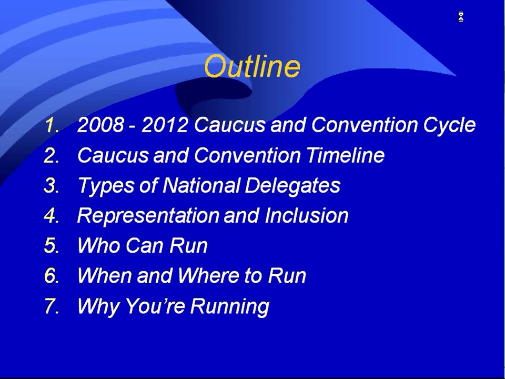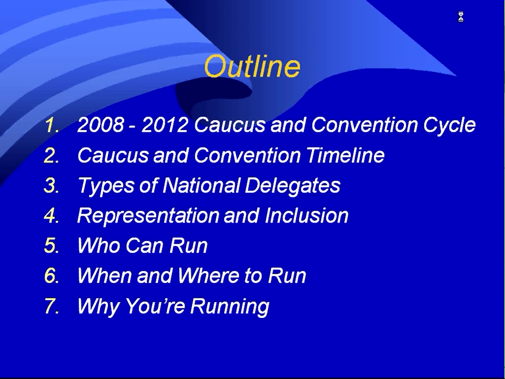Something you might not know is that there are actually several different types of national delegate, not just one. And this is great because they provide you with several different opportunities to run as a national delegate. So if you don't make it for the first, there are a couple different chances to get elected.